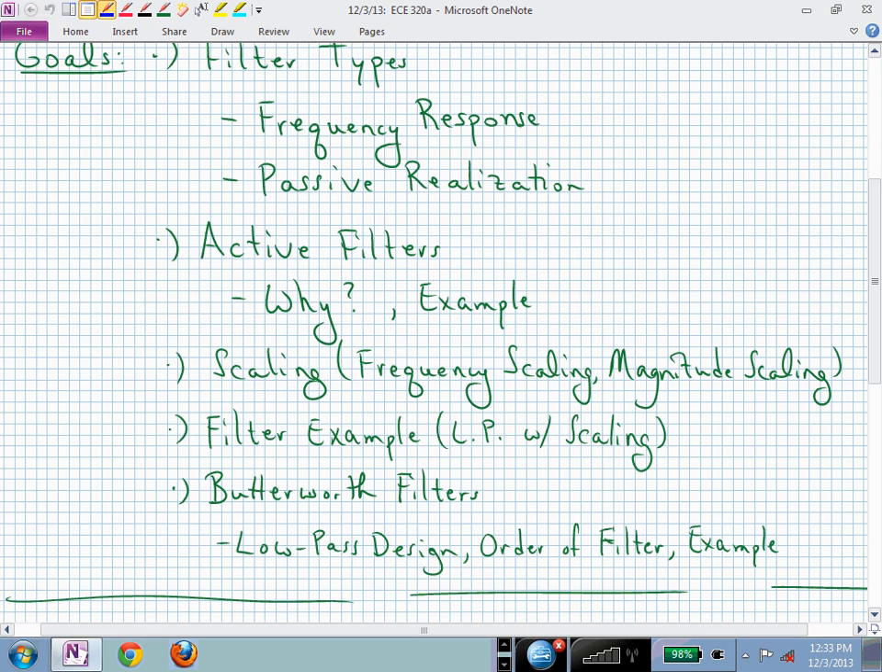Maybe you need it to be 200 hertz. So how do you pick your parameter values to make this nice filter that is designed for 1 radian per second to actually be a 200 hertz bandwidth? That's frequency scaling. Magnitude scaling is maybe Josie only has 1 microfarad capacitors.